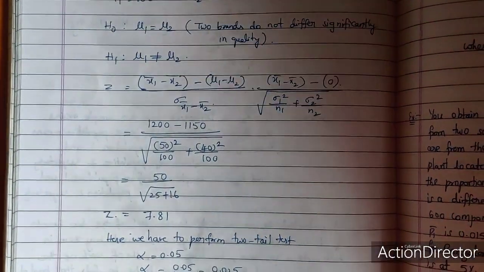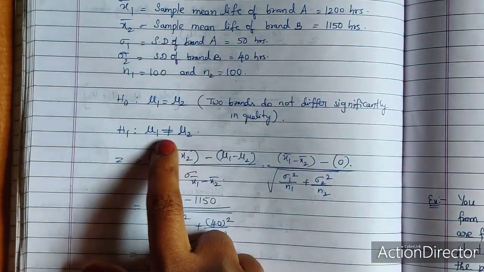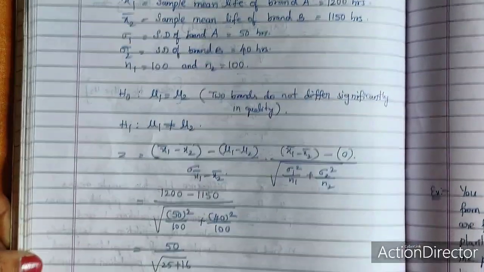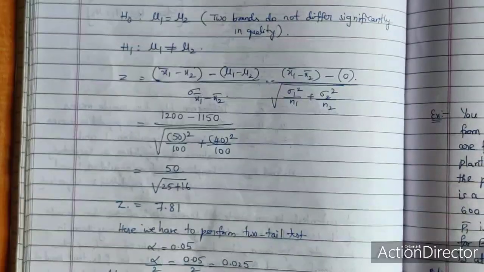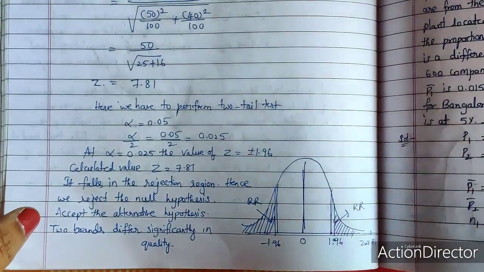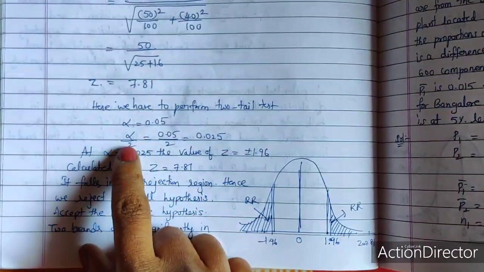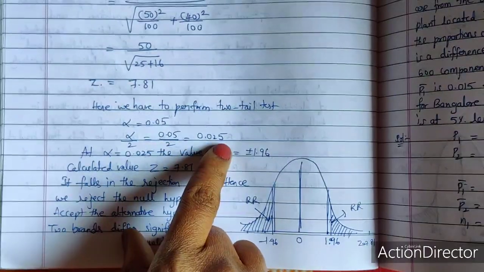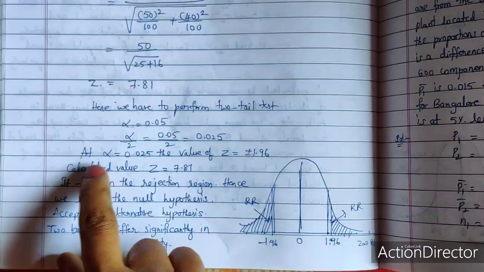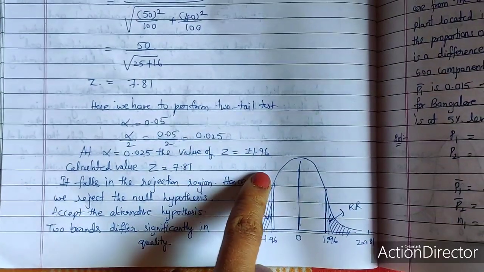And here we have to test it for a two-tailed test, because in the null hypothesis we have taken not equal to value. So that's why here we have to perform the two-tailed test. Here we are given the level of significance as alpha equal to 0.05. So alpha by 2 is equal to 0.025. We have already shown this in the table. So at alpha equal to 0.025, the value of z is equal to plus or minus 1.96.